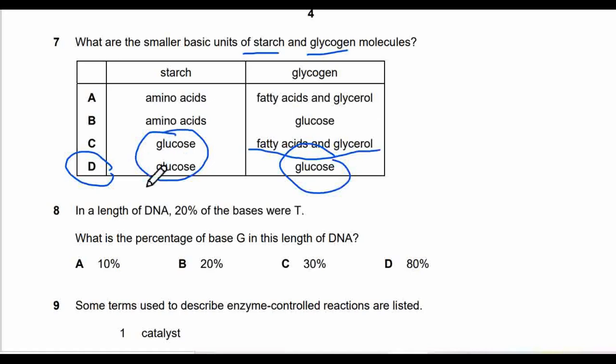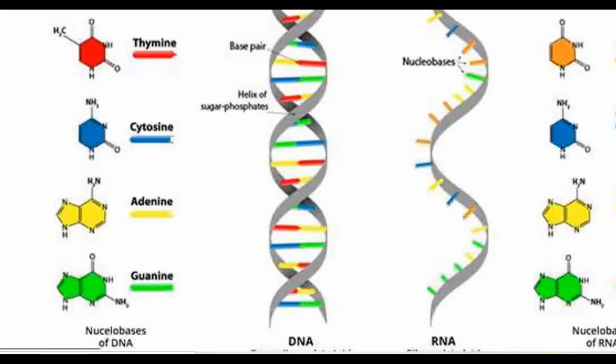Question 8. In a length of DNA, 20% of the bases were T. What is the percentage of base G in the length of DNA? So let's check the structure of DNA. Here we go. This is the structure of DNA. This double helix, and T in here is red. It's base paired with adenine. So red and yellow, and C with G. C with G.